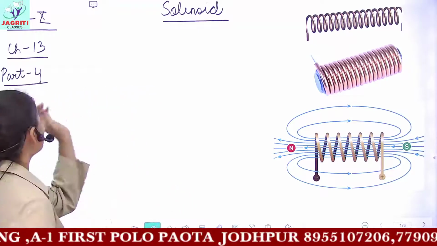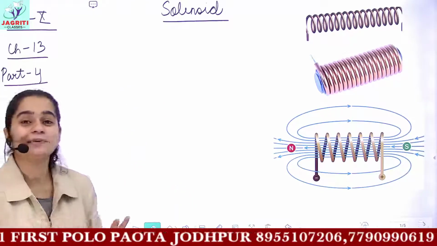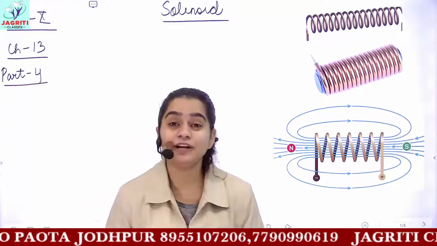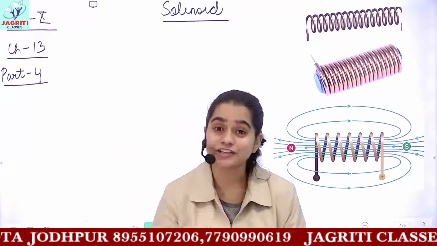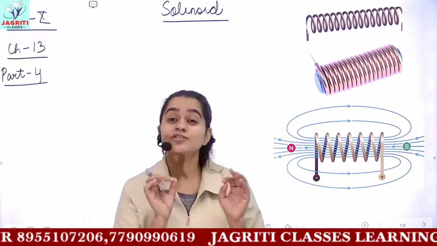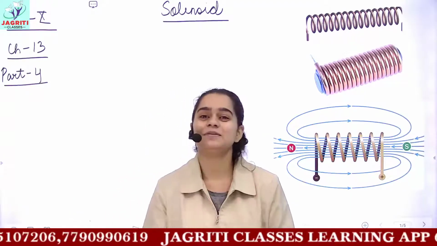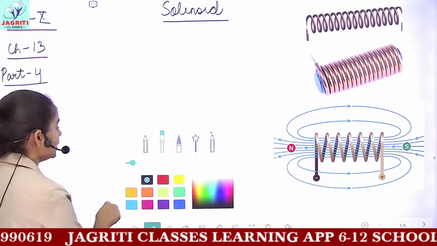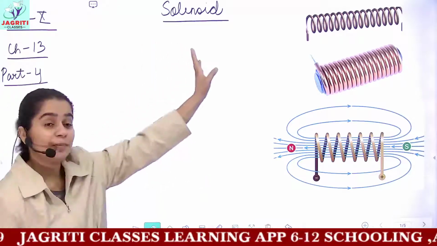So this is the 4th part of the series, chapter 13, magnetic effects of electric current. In your new syllabus you have only been given till the topic of electromagnetic induction, and the remaining portion, which is the electric generator, has been deleted by CBSE. So we'll not be doing this. Let's start today's class. We were on the topic of solenoid.